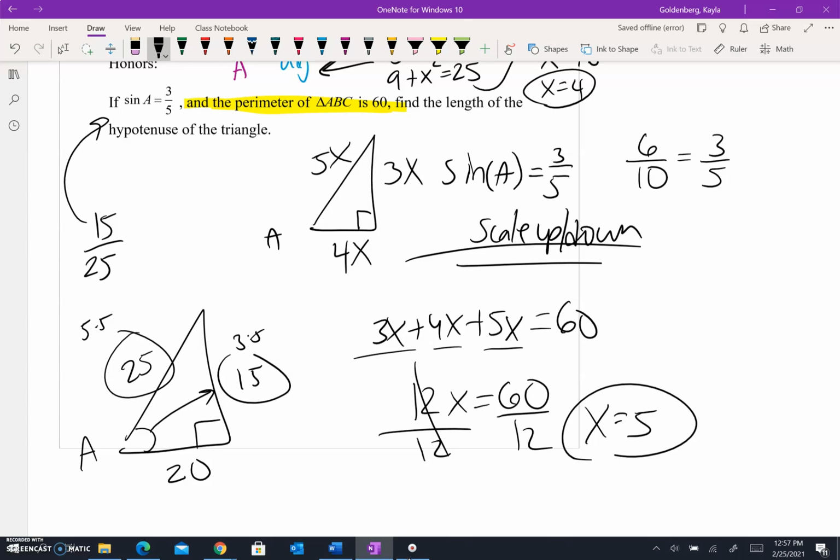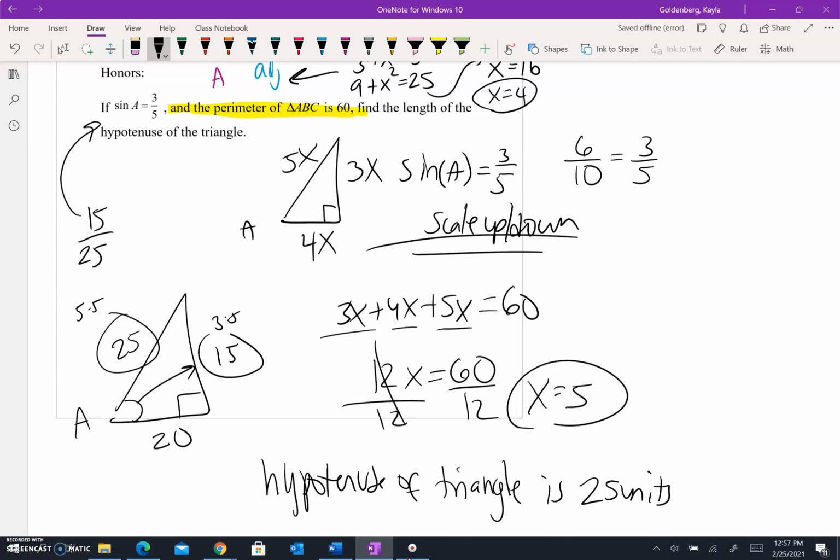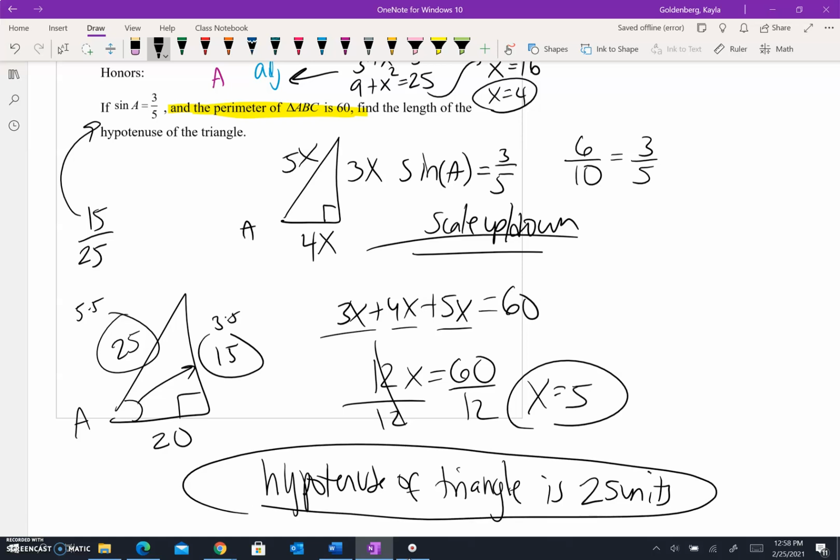And they want us to find the hypotenuse of the triangle. It's super tricky, right? We want to be careful to find the answer. So the hypotenuse of the triangle, we want to make sure you read the directions, is 25 units. We don't know what the actual amount is. It could be inches, centimeters.